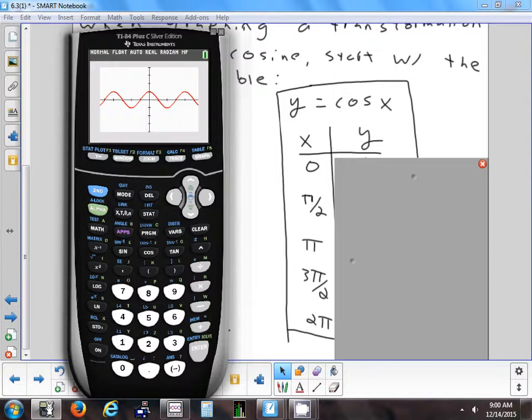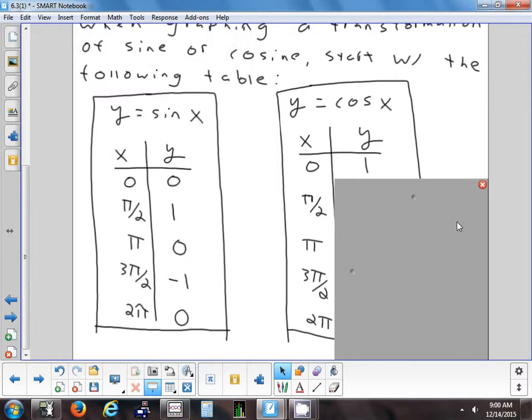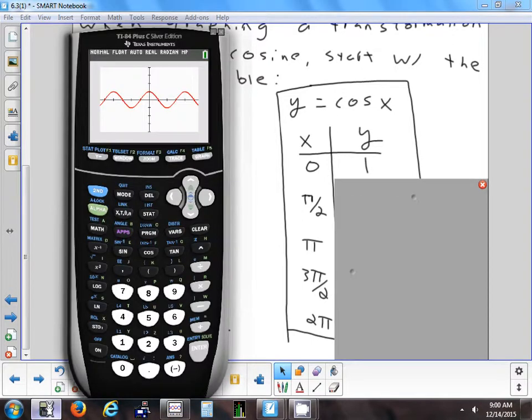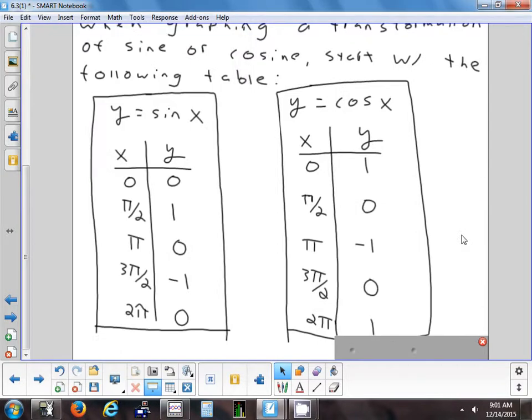No, this one's not at 0, 0. 1. Okay, when x is 0, y is at 1. Okay, how about at pi over 2? Yep, we're at 0. And then pi, we're at negative 1. And then 3 pi over 2. So 3 pi over 2, that's my third mark. 0. And then 2 pi, I'm back at 1. Okay? So those are my 5 starting points for cosine.